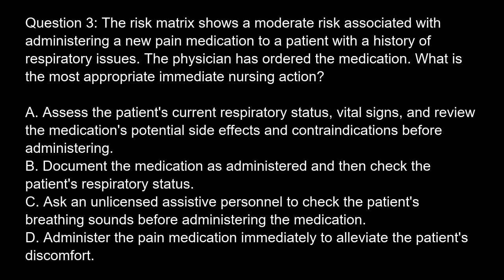Option A. Assess the patient's current respiratory status, vital signs, and review the medication's potential side effects and contraindications before administering. Option B. Document the medication as administered and then check the patient's respiratory status. Option C. Ask an unlicensed assistive personnel to check the patient's breathing sounds before administering the medication. Option D. Administer the pain medication immediately to alleviate the patient's discomfort.